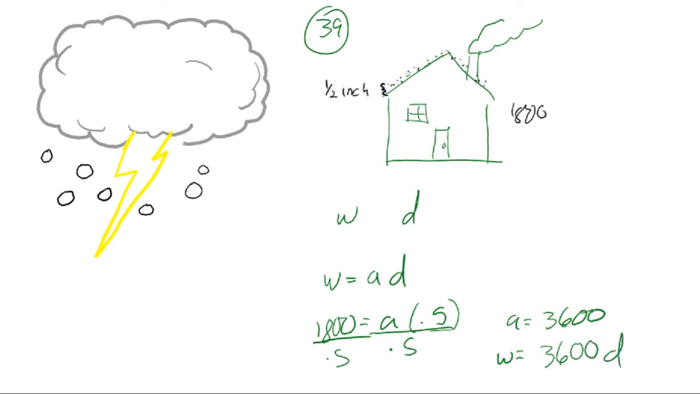And they want us to predict the weight of hail on a roof if it is 1.75 inches deep. Okay. So if it's 1.75 inches deep, then we should be able to find the weight by using our equation that we just found. And that will be 6,300 pounds. All right, that should do it.